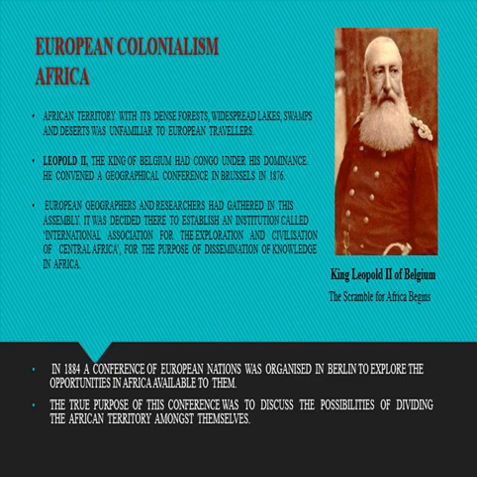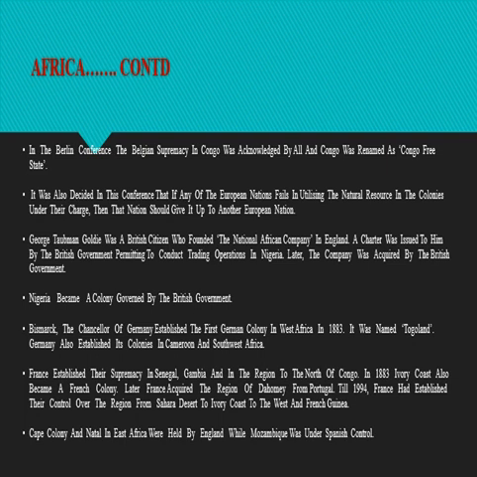In 1884, a conference of European nations was organized in Berlin to explore the opportunities in Africa available to them. The true purpose of this conference was to discuss the possibilities of dividing the African territory amongst themselves. In the Berlin Conference, the Belgian supremacy in Congo was acknowledged by all, and Congo was renamed Congo Free State. It was also decided that if any of the European nations failed in utilizing the natural resources in the colonies under their charge, then that nation should give it up to another European nation.